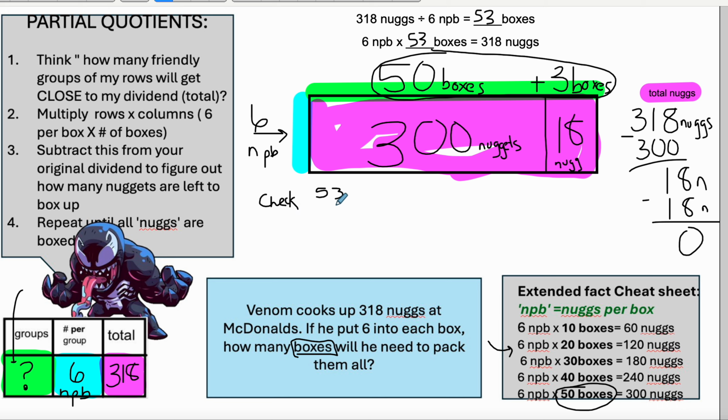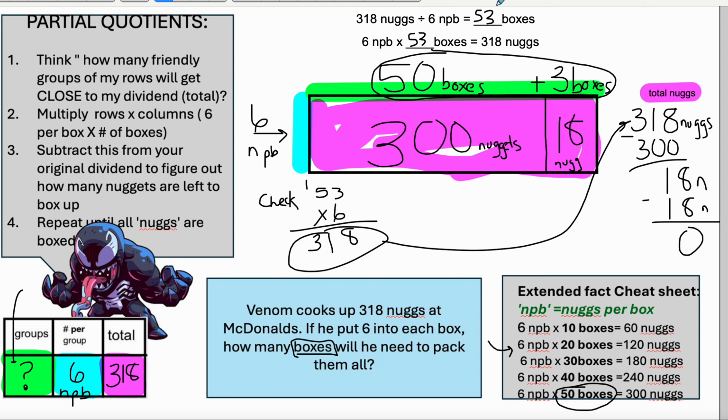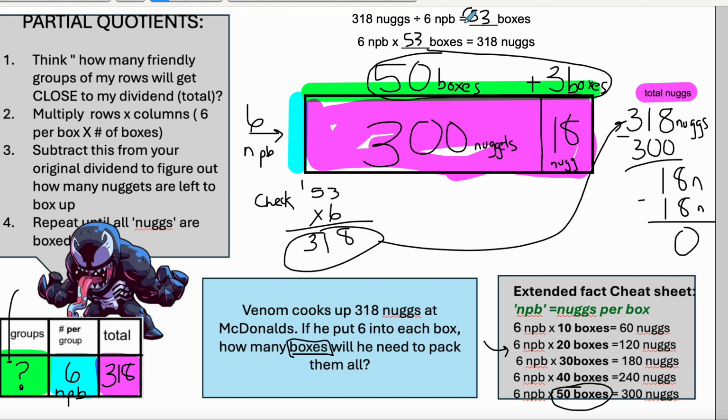53 boxes times 6 nuggets per box should give us our total nugs, because multiplication and division are inverse operations. 6 times 5 is 30, plus 1 is 31. Oh, snap, check it out. It totally matches, which means 53 boxes is the correct answer. 53 boxes is our quotient. And we got there using the partial quotient method.